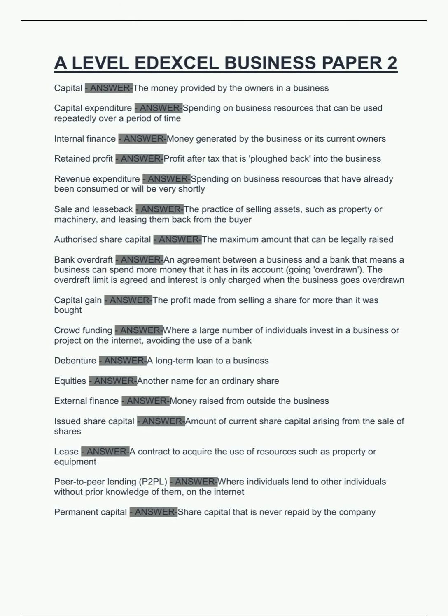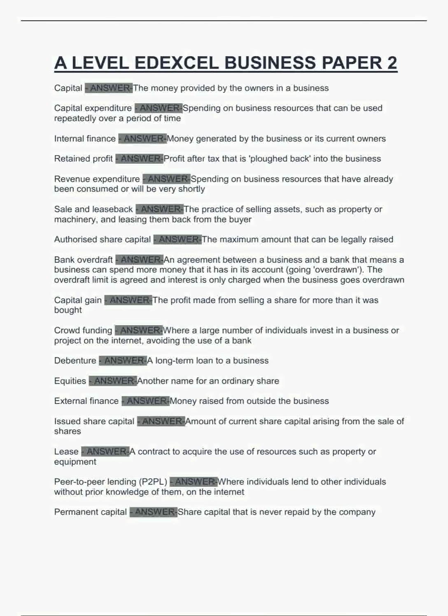A level Edexcel business paper 2. Capital. Answer. The money provided by the owners in a business. Capital expenditure. Answer. Spending on business resources that can be used repeatedly over a period of time. Internal finance. Answer. Money generated by the business or its current owners.